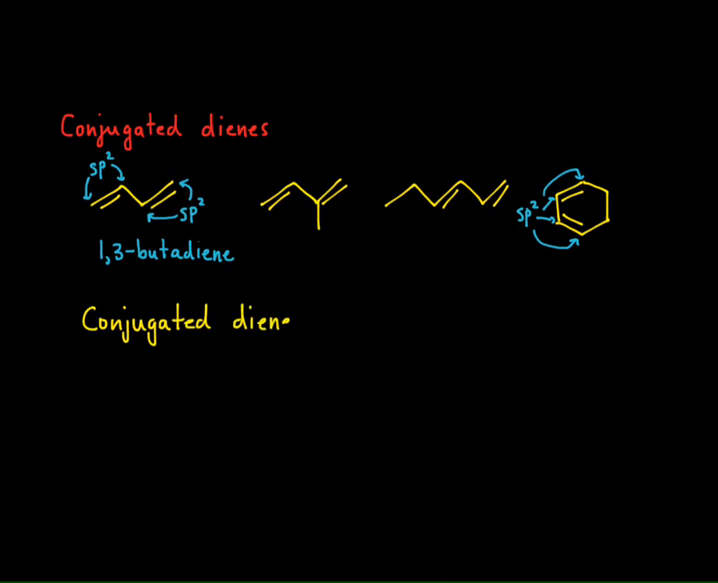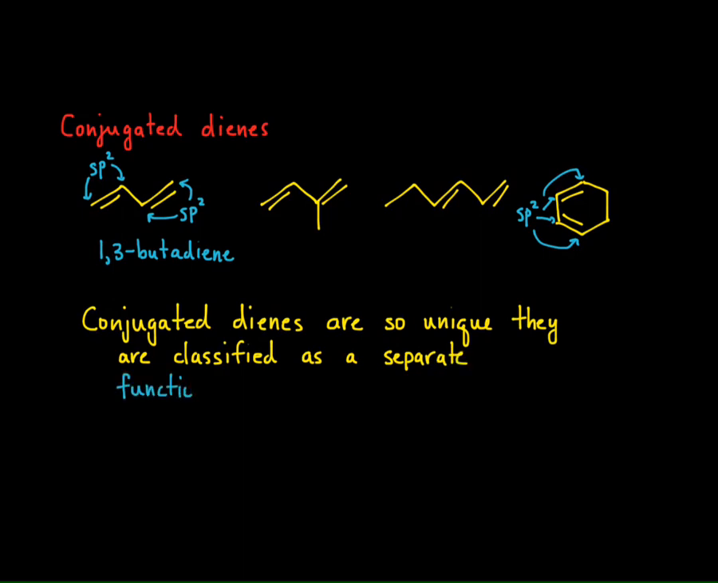Now, why do I bring this up? Why do I bring up the difference between conjugated and non-conjugated? The biggest thing is that conjugated dienes are so unique that they are classified as a separate functional group. And we're going to see that uniqueness played out in the rest of the chapter.